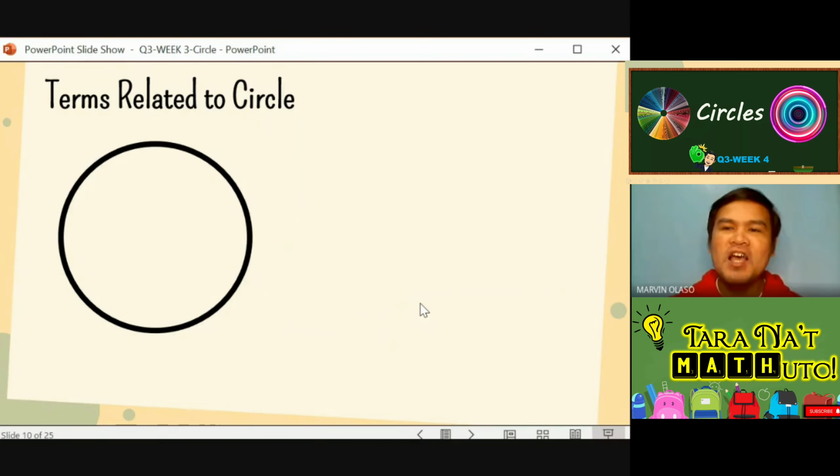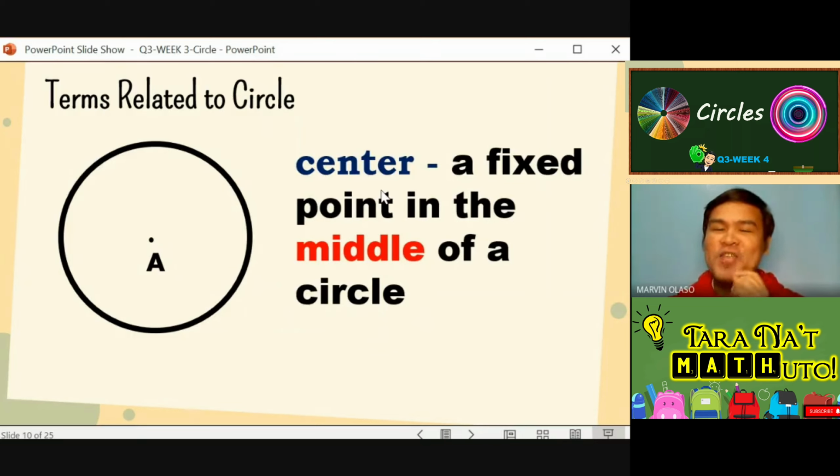So let's proceed. For our first term or part of a circle is the single point. Ayan, yan yung ating unang part. And this single point, makikita natin in the middle. Para ma-identify natin itong point na ito, let us label by putting a letter A. Ayan, may letter na siya, no? May pangalan na siya. And we call this, ano ang tawag natin sa point na nasa middle? We call that center. So, pakitandaan yung unang term. Center is a fixed point in the middle of a circle. Kaya nga middle, yan ay nasa center.